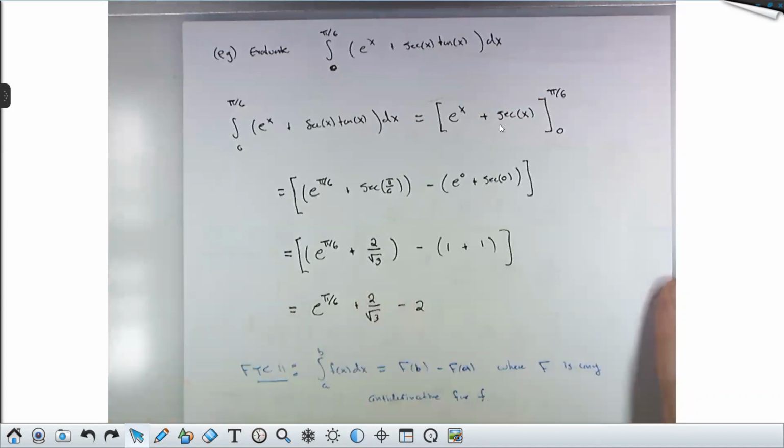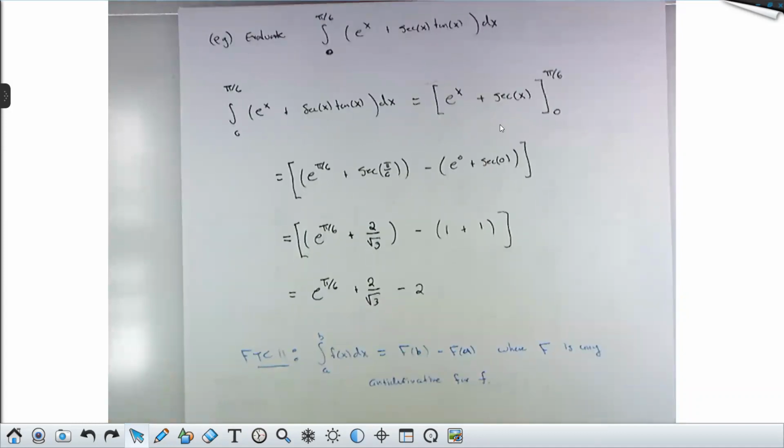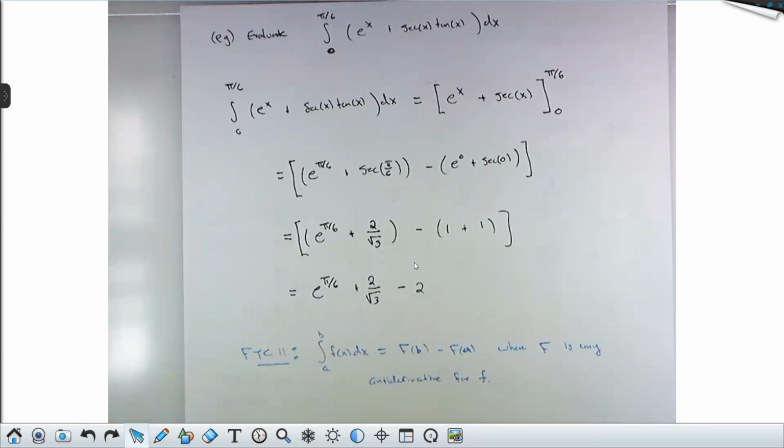For little f. One way to think of this, if you remember the way we discovered FTC2, is that capital F of b would be the area under little f from 0 up to b. And capital F of a would be the area under little f from 0 up to a. So if you want the area between a and b, you start with all the area up to b, and then you subtract out the area up to a, and that will leave you just with the area between a and b, which is what we're looking for here. That was kind of how we saw it. Remember the triangles, the purple triangle and the blue triangle?